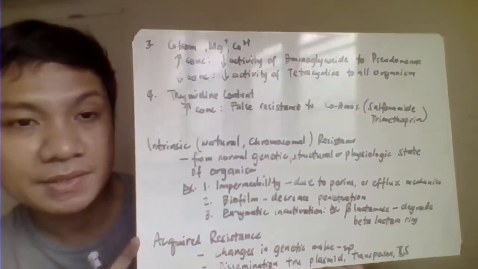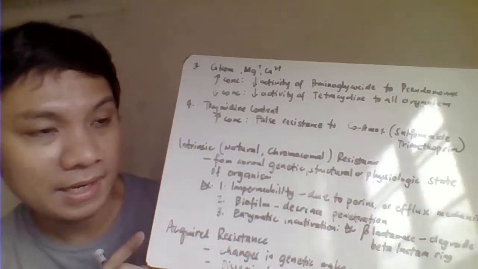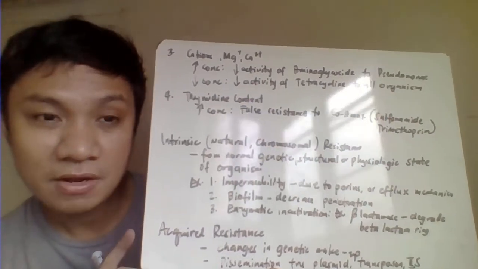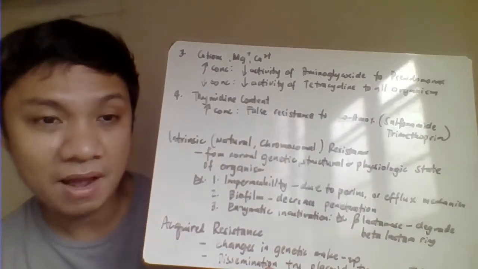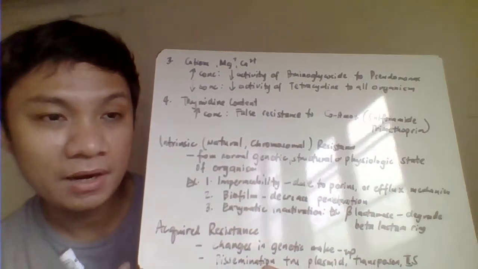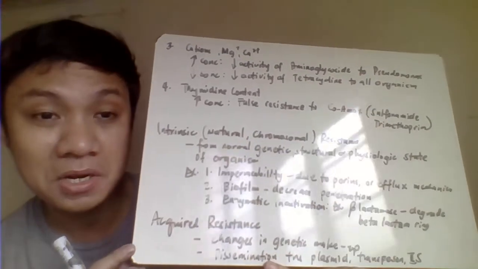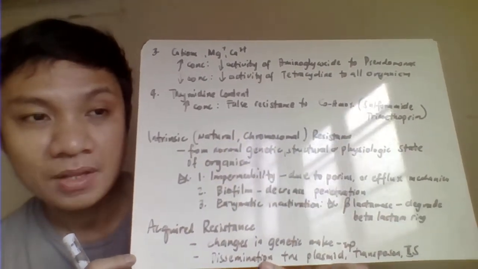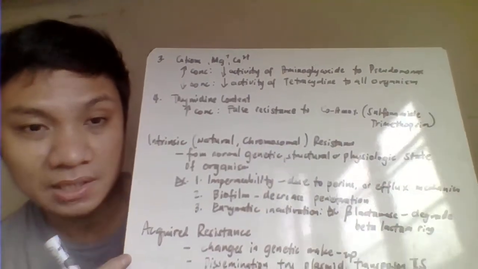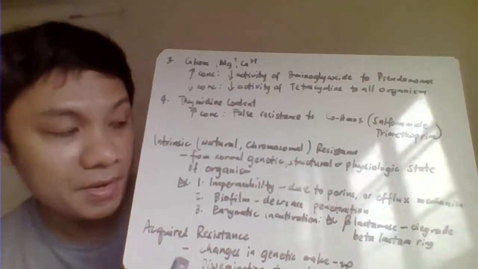Okay, then we have the term intrinsic versus your acquired resistance. Intrinsic resistance, also called chromosomal or natural resistance, is governed by the general makeup, or the normal natural genetic makeup, of your microorganisms. So inherent na sa kanyang character na hindi talaga siya, or that microorganism is resistant to your particular antibiotics. And that natural characteristic of the resistance may be related to the following.